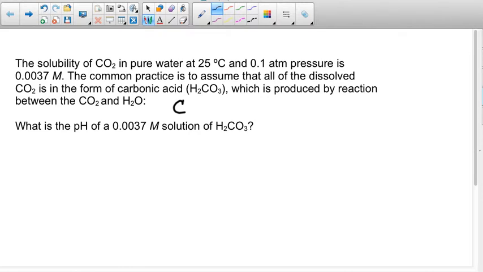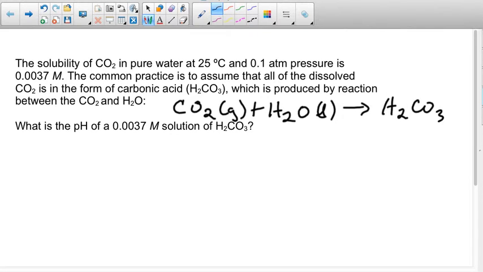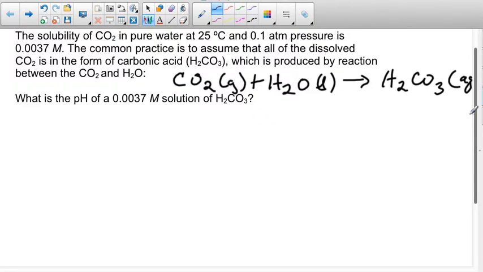Hopefully you would be able to put that together. That would be the equation of CO2 reacting with water to form carbonic acid. NMOA, right? Non-metal oxide plus water gives me an acid. So the question's asking us, what is the pH of a 0.0037 molar solution of carbonic acid?